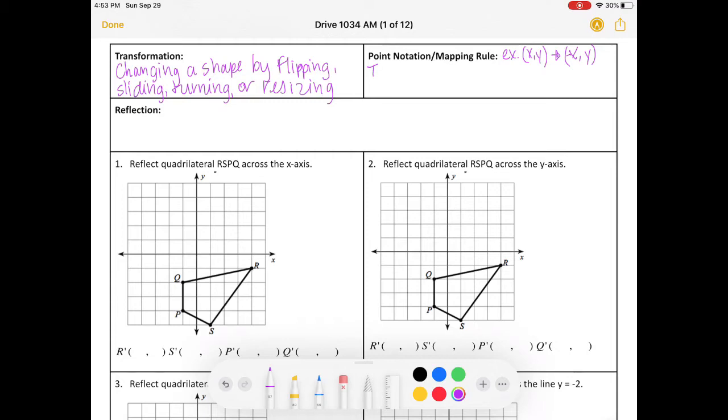And its purpose is it tells you what operations to perform in order to find the new coordinates.